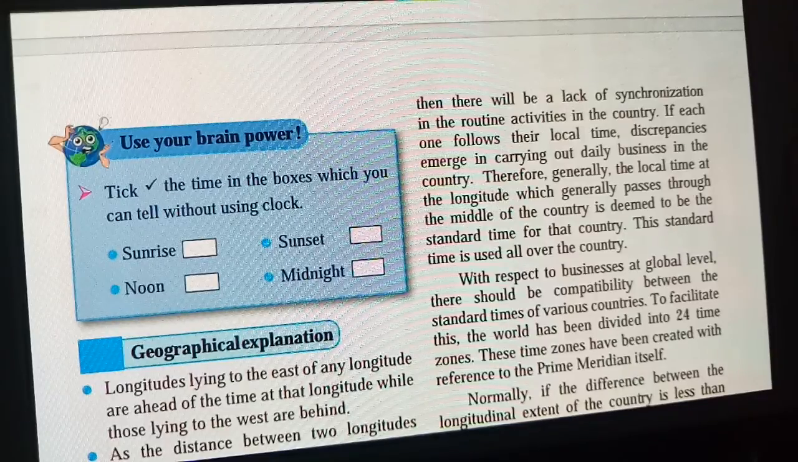So there are some lines, and the longitude line passing through the middle of the country is called the standard meridian of that country, and its time is called the standard time for that country. This standard time is used all over the country. So there is a line which passes through the meridian of Indian standard time. So this is called a standard time.